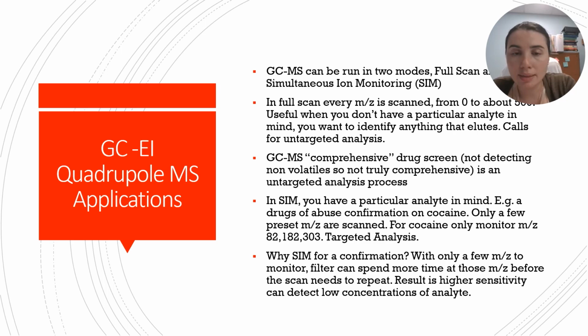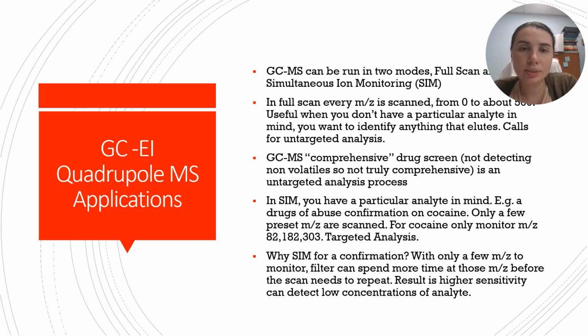In simultaneous ion monitoring, you will have a particular analyte in mind. So for instance, if you are thinking of doing a drugs of abuse confirmation on cocaine, like we saw on the previous slide, you only really need to look for a few preset mass per charge fragments. So if you think back to the spectrum of cocaine on the previous slide, we only monitor the fragments at mass per charge ratios 82, 182, and 303. And this calls for a targeted analysis.